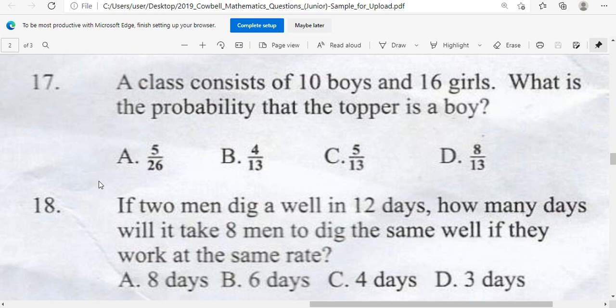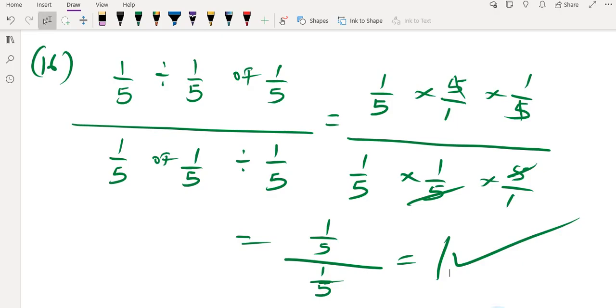Who is the topper? What does topper mean? Topper. Yes, the person with the highest score. In an exam, the person with the highest score is called the topper. Understood? So how many boys do we have? 10. How many girls? 16. Okay.